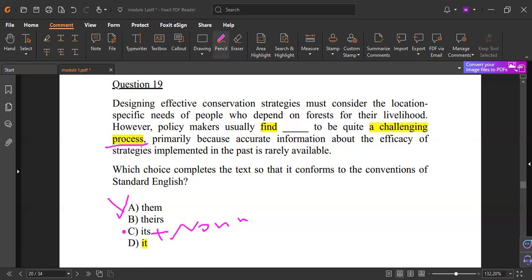To check. That is a point. What is the next?